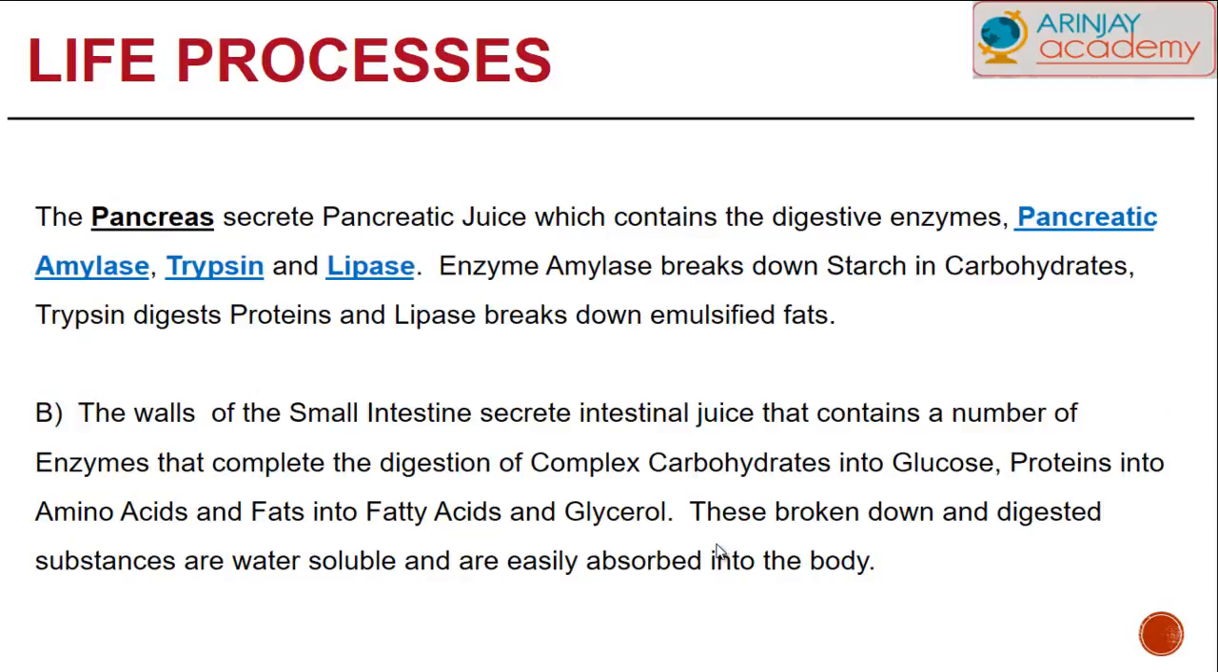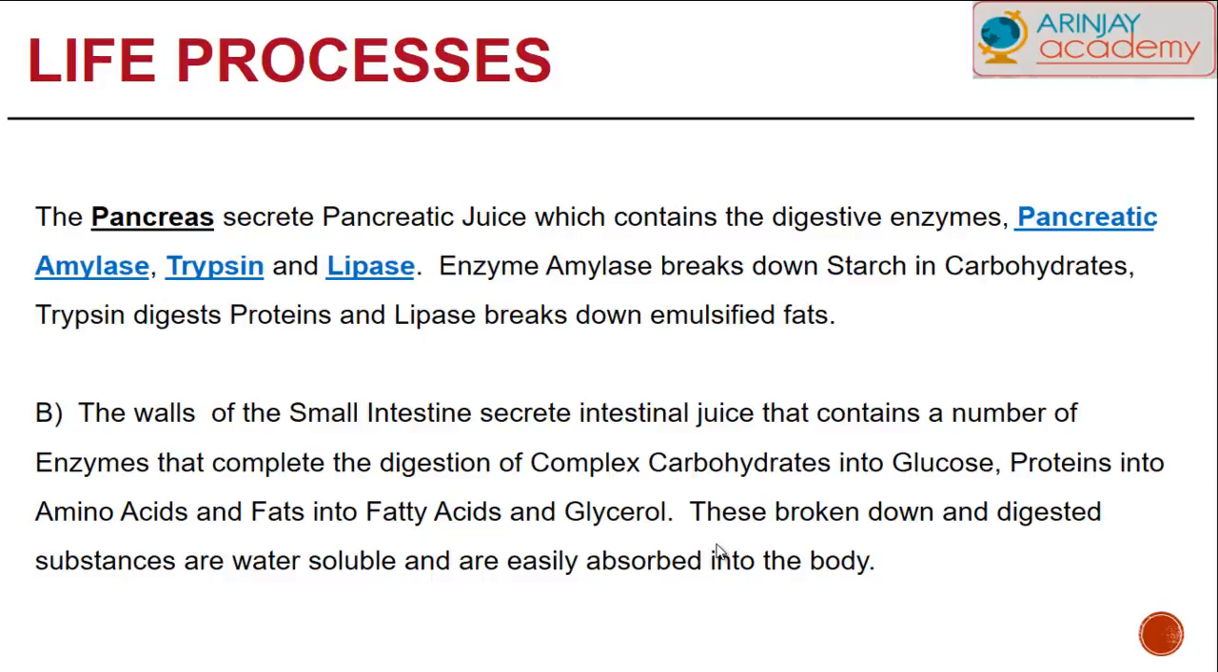The pancreas secretes pancreatic juice, which contains the digestive enzymes pancreatic amylase, trypsin, and lipase. Amylase breaks down starch in carbohydrates. Trypsin digests proteins, and lipase breaks down emulsified fats.